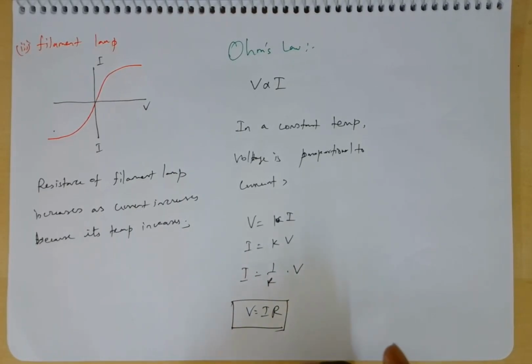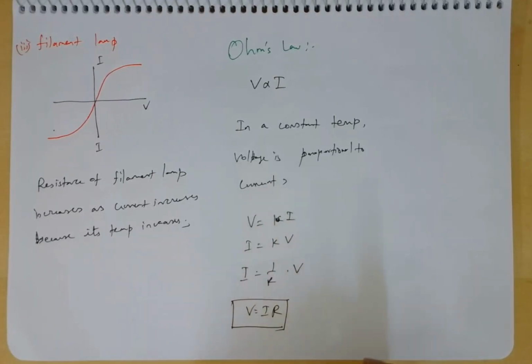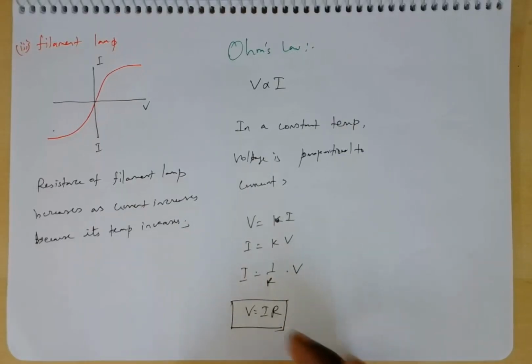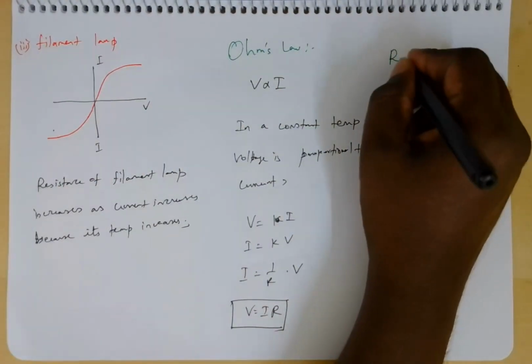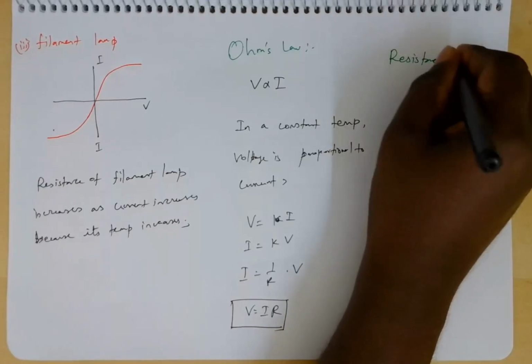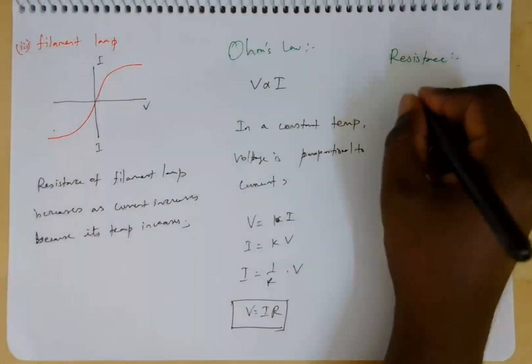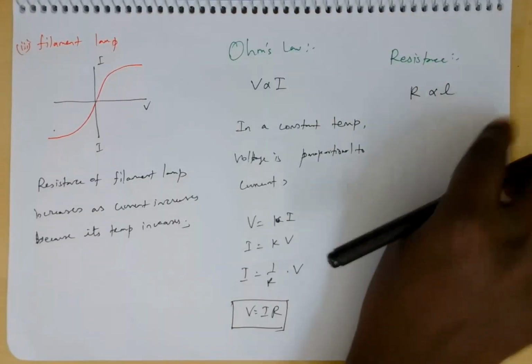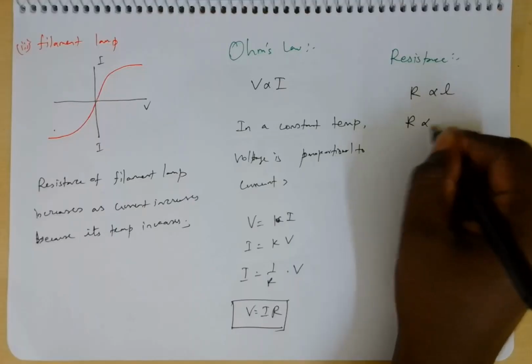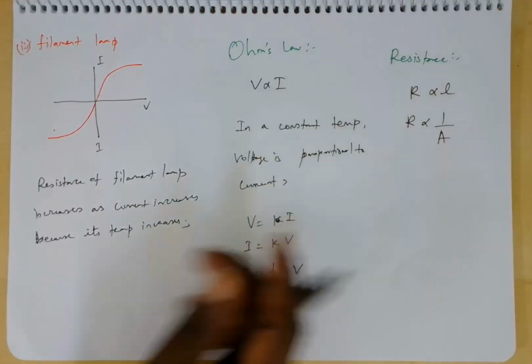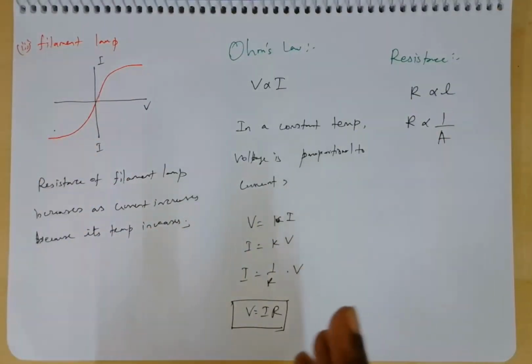Okay. So this proportionality constant is what we call resistance. This resistance has its own idea and method. So this resistance is proportional to length. If length increases, the resistance will increase. This resistance is inversely proportional to area, because if you have more room to go, you will go with less resistance.